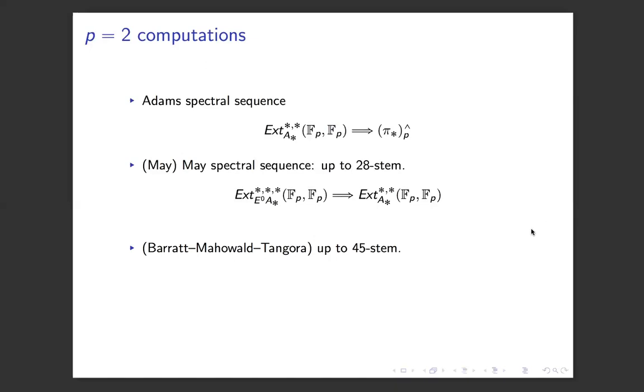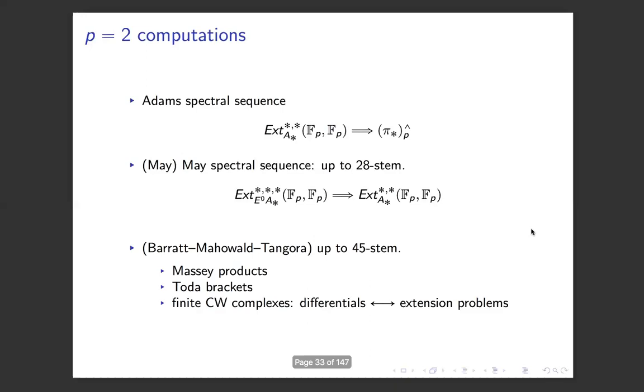Then by work of Barratt, Mahowald, and Tangora, they computed up to the 45th stem. They were playing with the Moss theorem, which connects Massey products in algebra and Toda brackets in homotopy. And moreover, Mahowald has this trick that he can use certain finite spectra, certain finite CW complexes, and translate problems of computing differentials into solving extension problems. Combining all these ad hoc methods, they were able to compute up to the 45th stem. And this is in the 70s. So this is about our knowledge for a while.